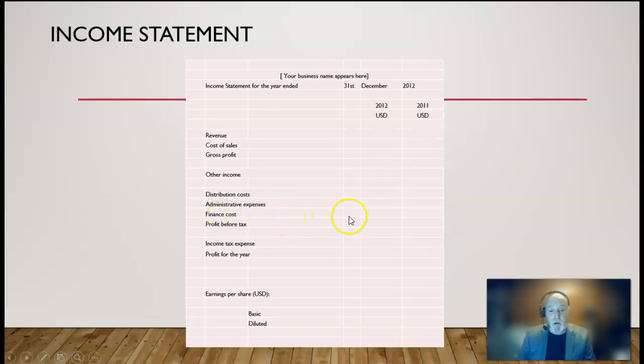Finance costs is if we borrow money to operate our business, which we might have to do. Then we're paying interest on that, and that expense is taken off of our income right here. And we end up with profit before tax. And that's that kind of net profit figure.